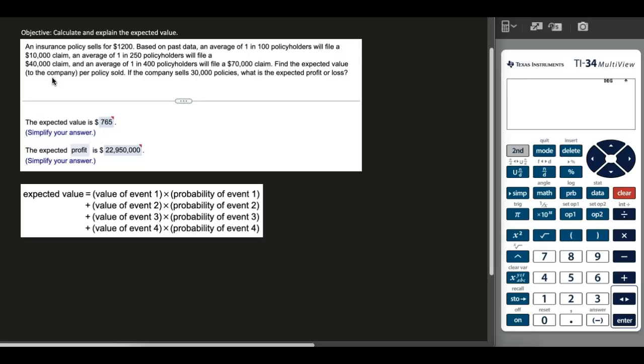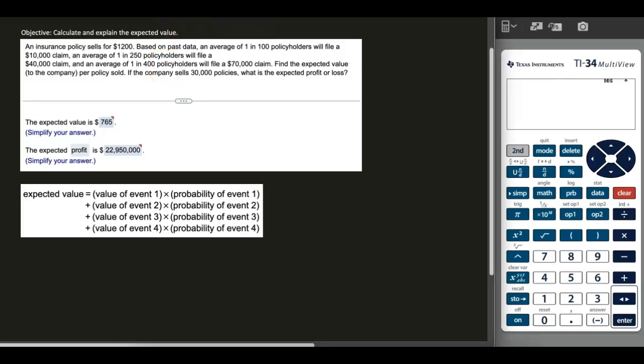When an insurance company, if that's the perspective, sells a policy for $1,200, they are gaining a positive $1,200. There are other events described here as well. There are events where 1 in 100 policyholders file a $10,000 claim, and then you see a couple more events here. There's a total of 4 events.